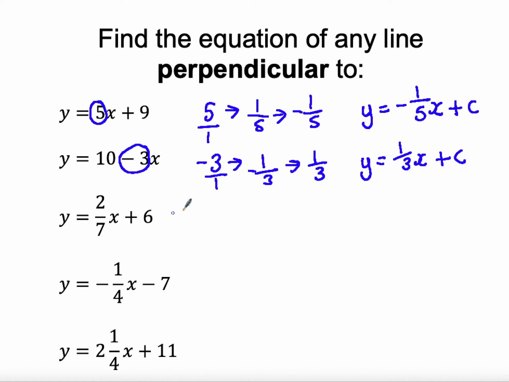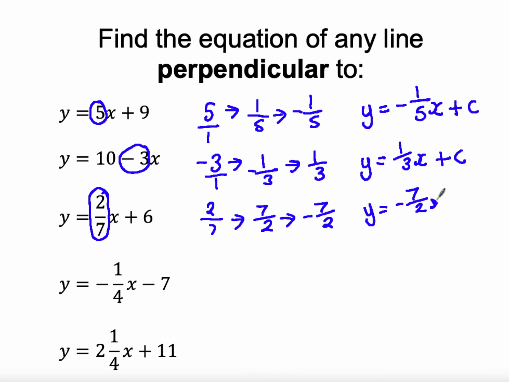Next one already starts as a fraction, so I can skip that first step. I know it's got a gradient of 2/7. So 2/7 will become 7/2. Negative version becomes negative 7/2. Therefore it's y equals negative 7/2 x plus c.